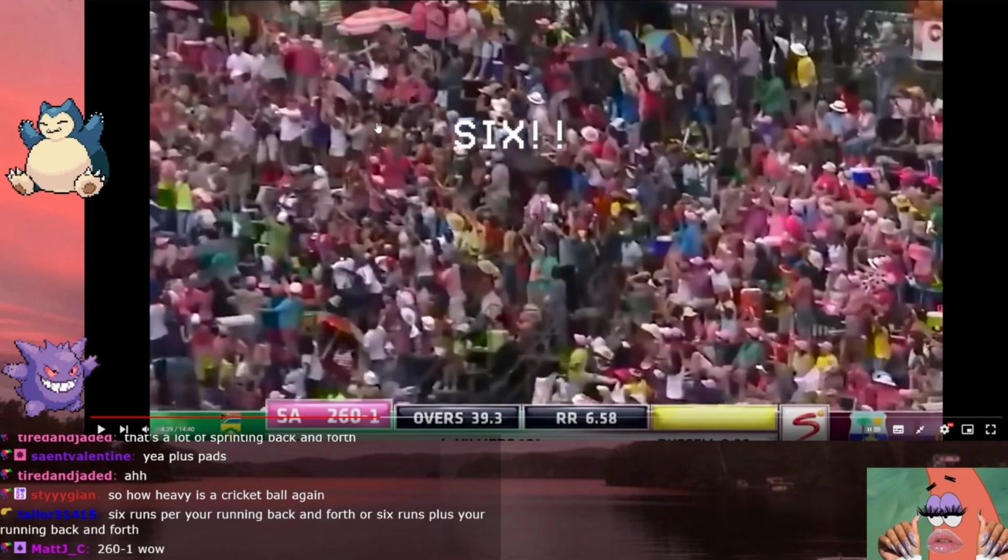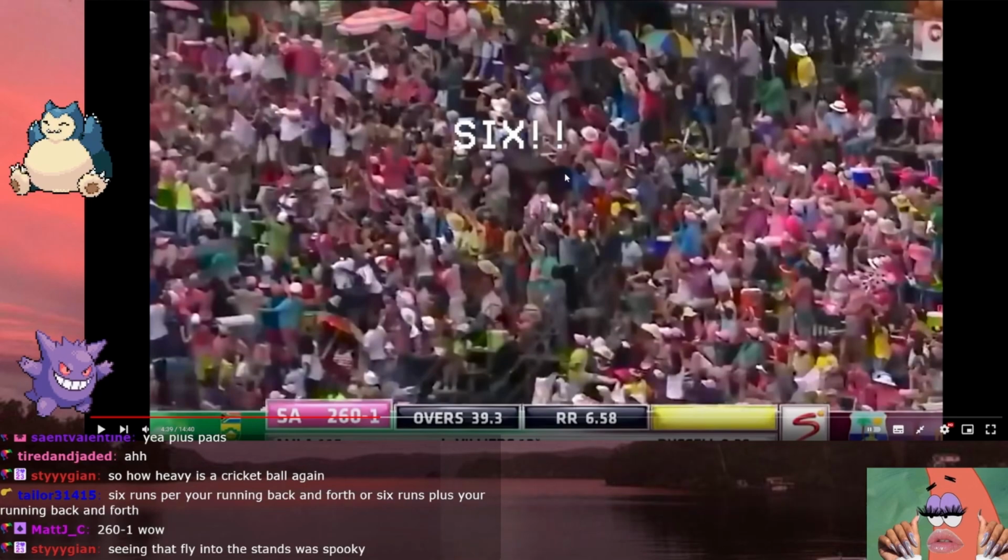5.5 ounces minimum, and must not exceed 5 3/4 ounces. For those of you not in America, that's 155 grams to 163 grams.